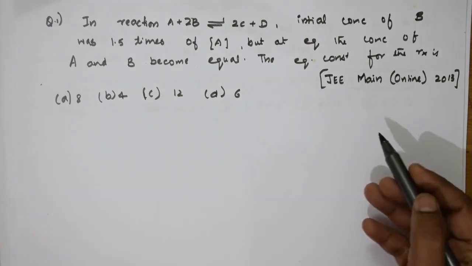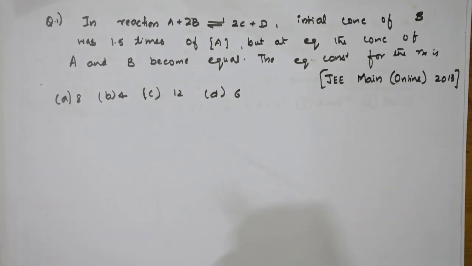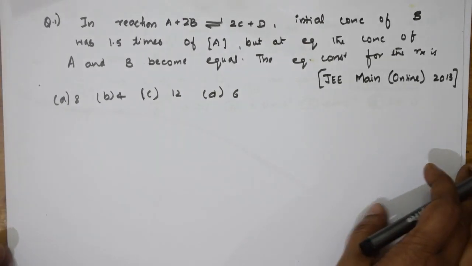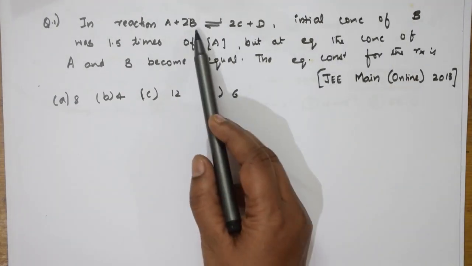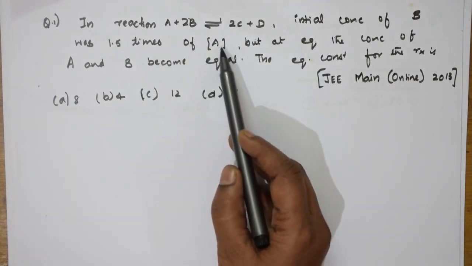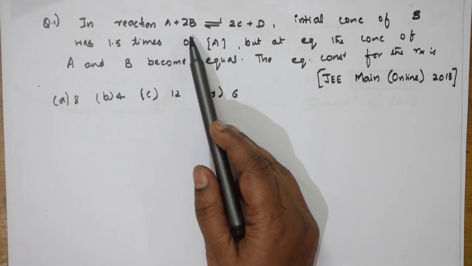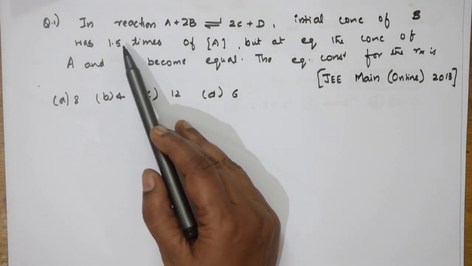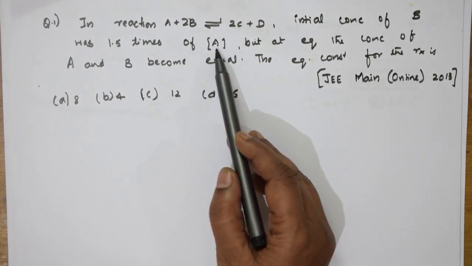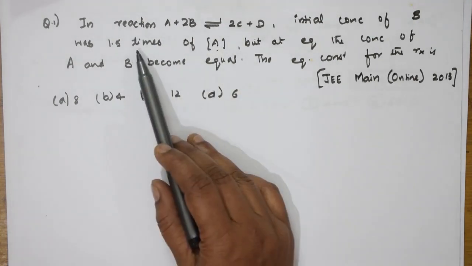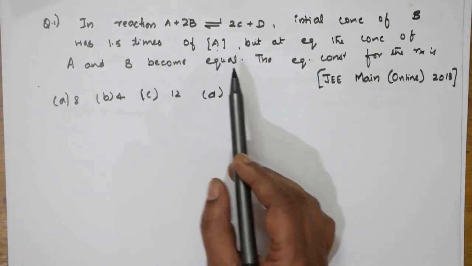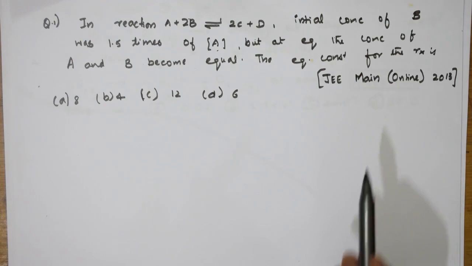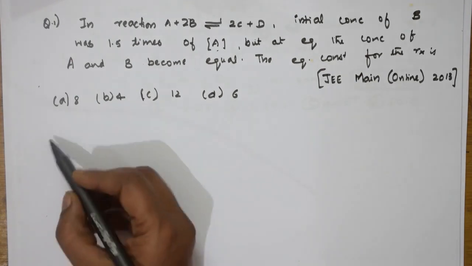This is your JEE Main Online 2013 question. Let us do this. In the reaction A plus 2B gives 2C plus D, the initial concentration of B was 1.5 times of A. Suppose if A is 1, B is 1.5. But at equilibrium, the concentration of A and B becomes equal. They are asking for the equilibrium constant for the reaction. Let us try to solve this.